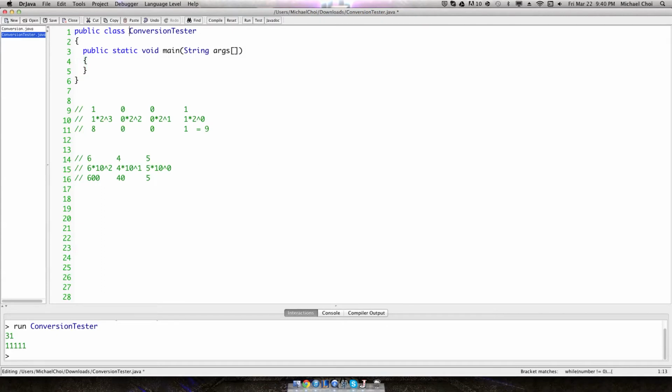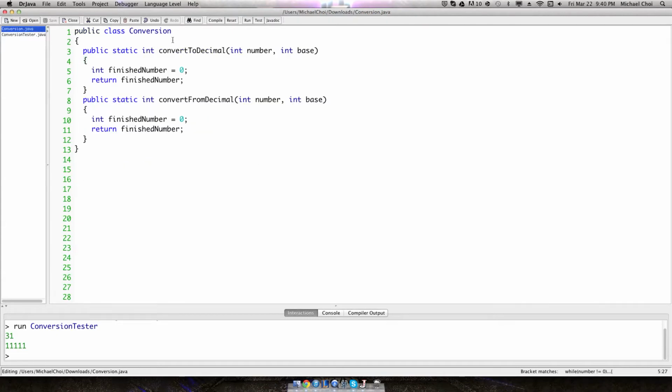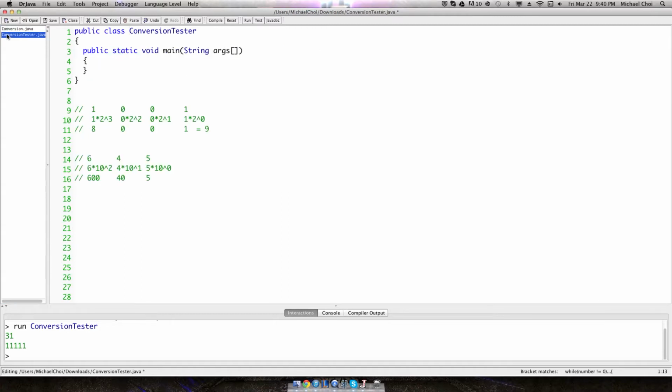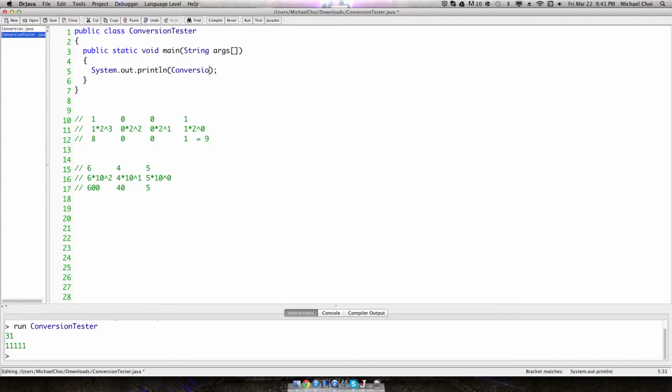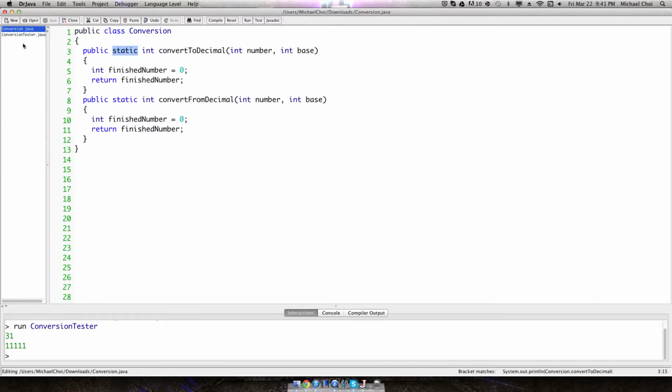We're going to have a conversion tester and a conversion, and for the sake of convenience, we're going to have it as static values instead of creating an entire new object that converts with private values stored into the objects. In other words, we're going to be able to say something like system.out.println(conversion.convertToDecimal). Something like that. We're basically going to be able to do that.